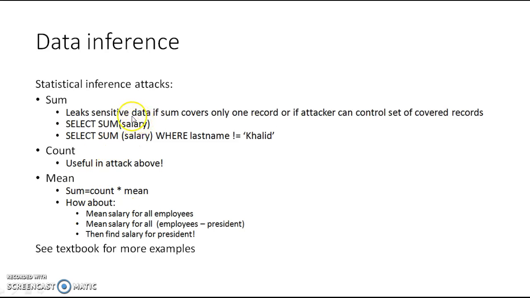The sum usually leaks sensitive data if the sum covers only one record, or if attackers can control the set of covered records. Count is useful in the attack above. You can count the people who get how much salary. Mean: you can compute the mean salary for all employees, the mean salary for all including the president, and then find the salary of the president easily. So you can guess the salary of a president from the mean salary of the employees, and the minimum and maximum.